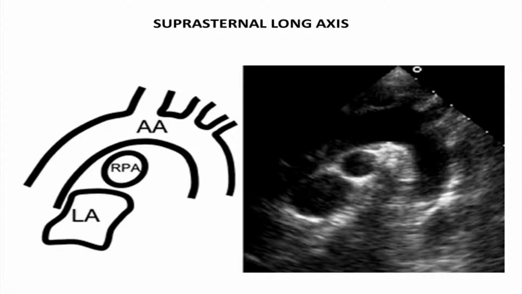In the suprasternal long axis, you're going to have the aortic arch in the long axis. You're going to see it curving around the right pulmonary artery. Left atrium is going to be at the bottom of the image, and you should see some branches. You don't always see all of them, but that first branch is going to be the brachiocephalic or right innominate. Next one's going to be a left carotid, and then the one following it, left subclavian.